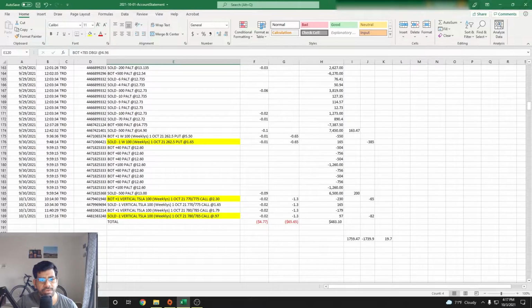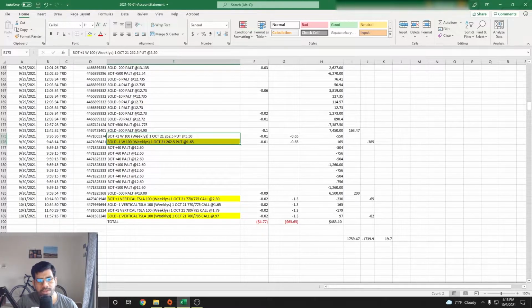Similar thing last Friday, I chased Tesla one more time, and I lost $65 and $82. Again, $100, $130, $110 over here. This was the classic example of what not to do with options.